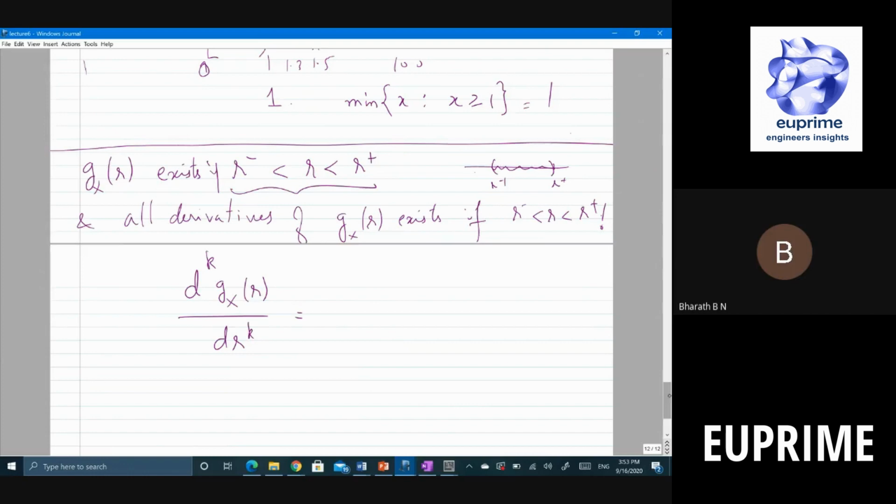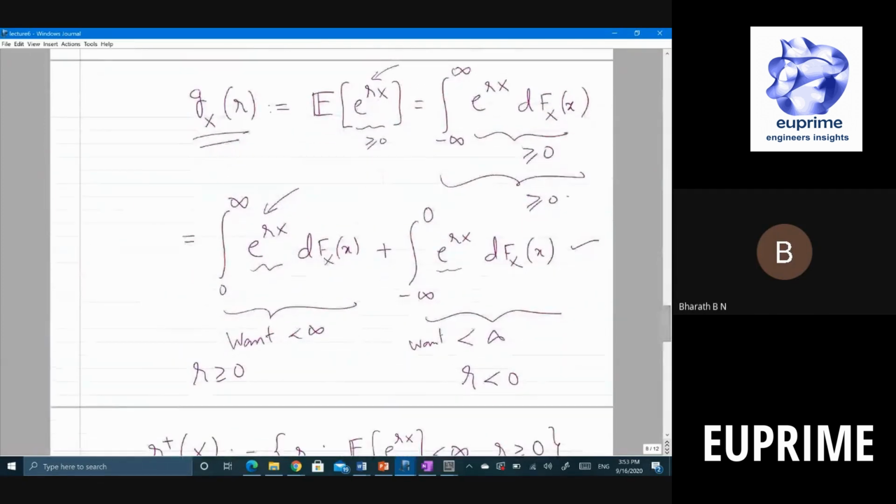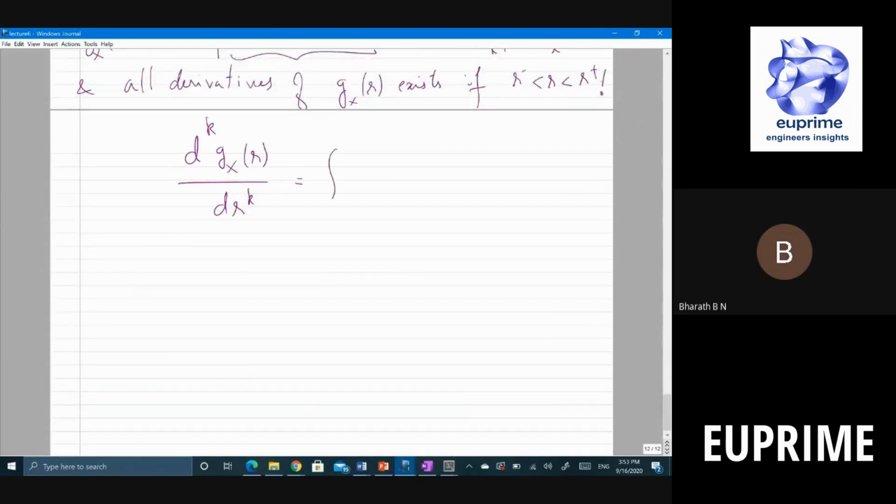What will that be? Well, now you have to be careful, right? You are interchanging. It will be easy if I can pull the derivative inside the integral. If I pull that, what will happen? It will be the integral from minus infinity to infinity. The first derivative will be x e power rx. The second derivative will be x square e power rx. The kth derivative will be x power k e power rx dF_X(x). Do you agree? Well, this x is small. Do you agree?